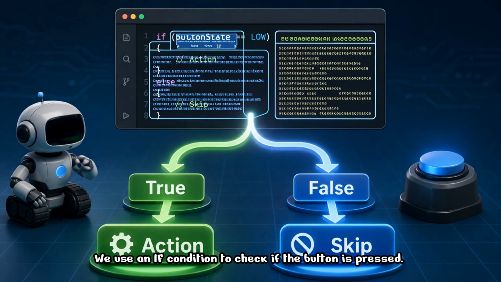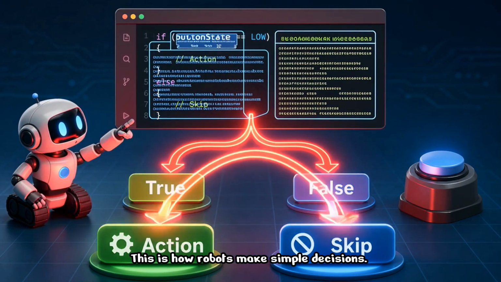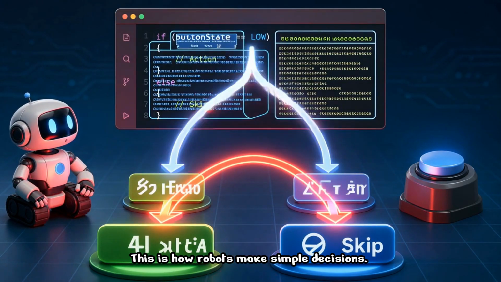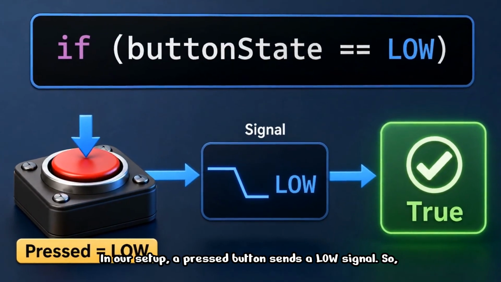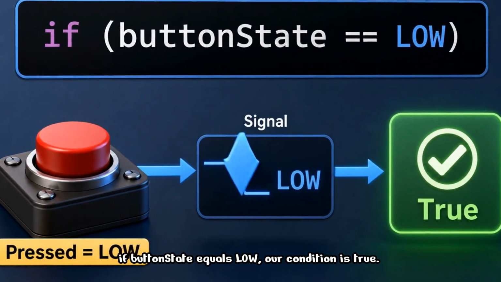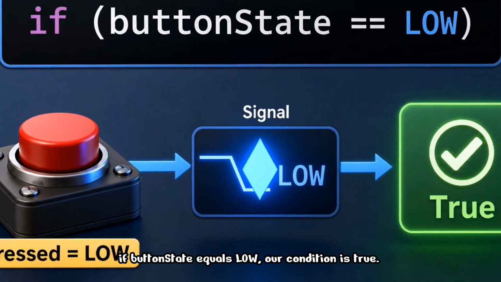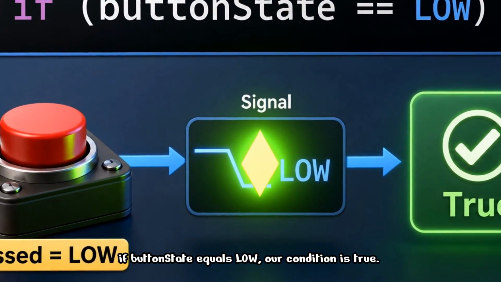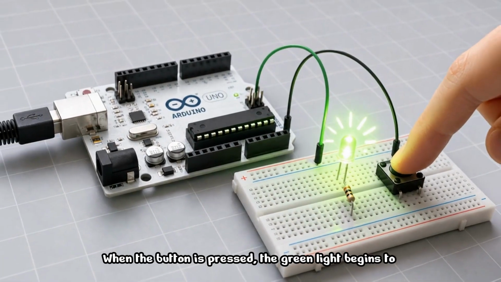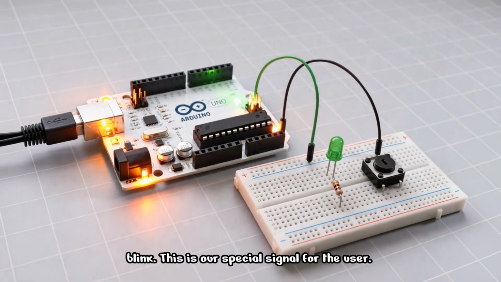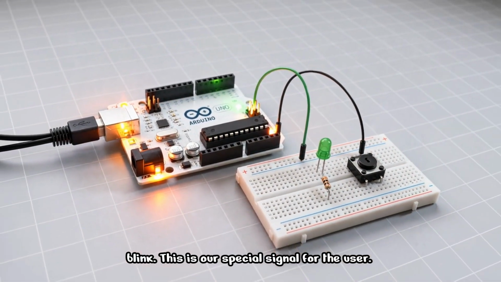We use an if condition to check if the button is pressed. This is how robots make simple decisions. In our setup, a pressed button sends a LOW signal. So if button state equals LOW, our condition is true. When the button is pressed, the green light begins to blink. This is our special signal for the user.